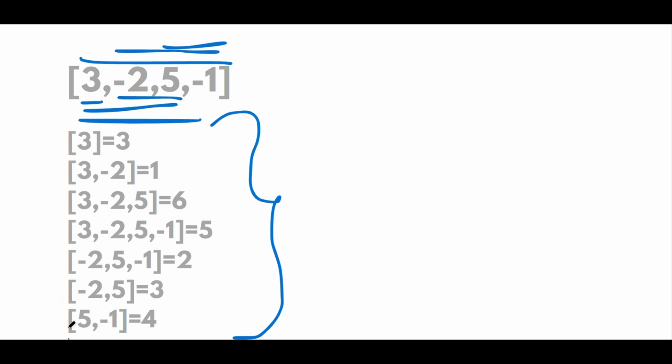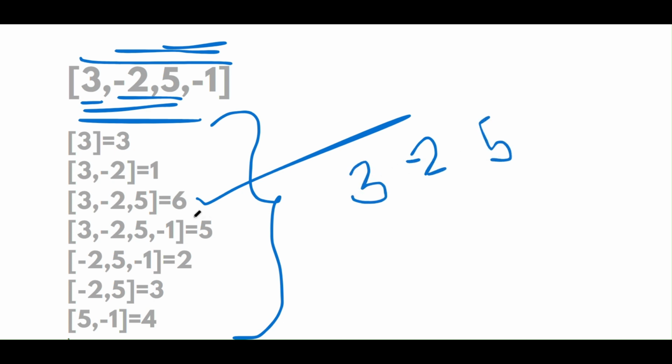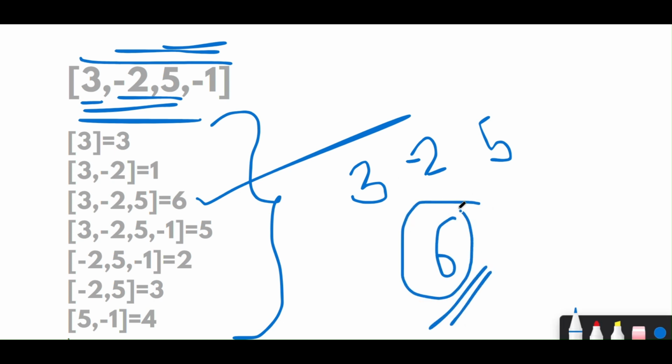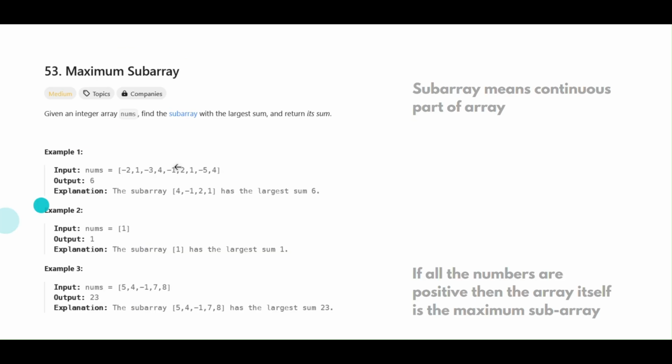And here I have calculated all of their sums. Now from this, I can see that the subarray 3, minus 2, 5 has the largest sum of 6. So here I am going to return the value 6 as given here.